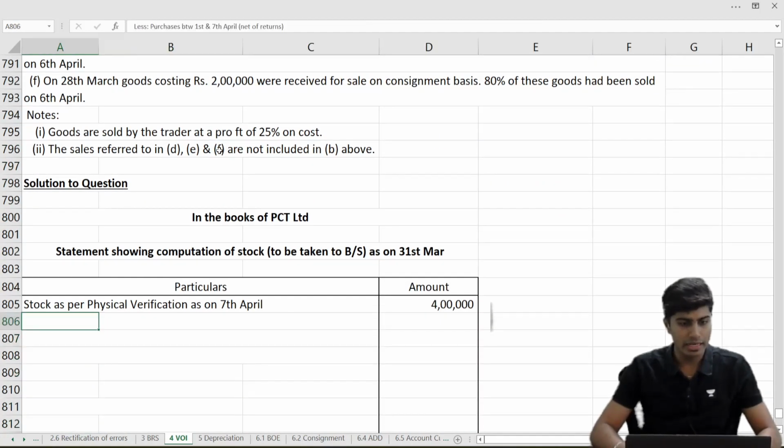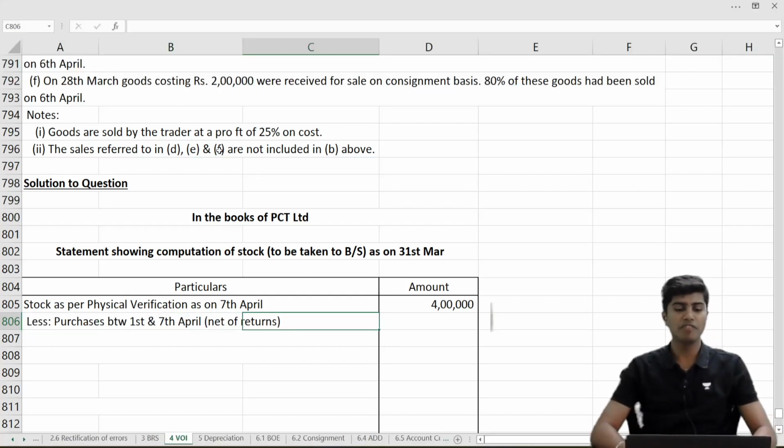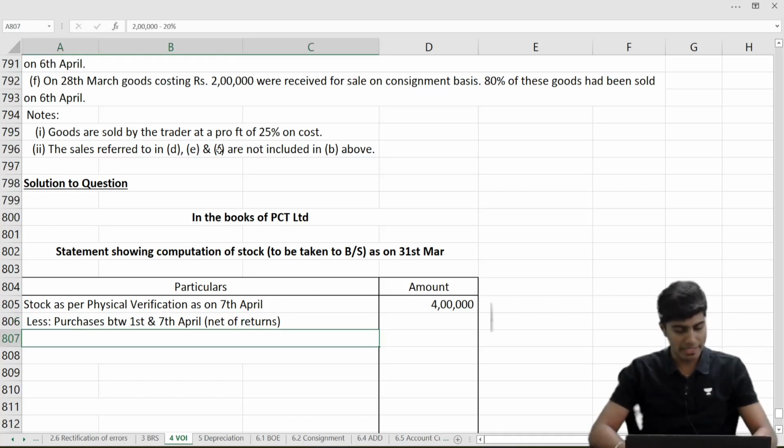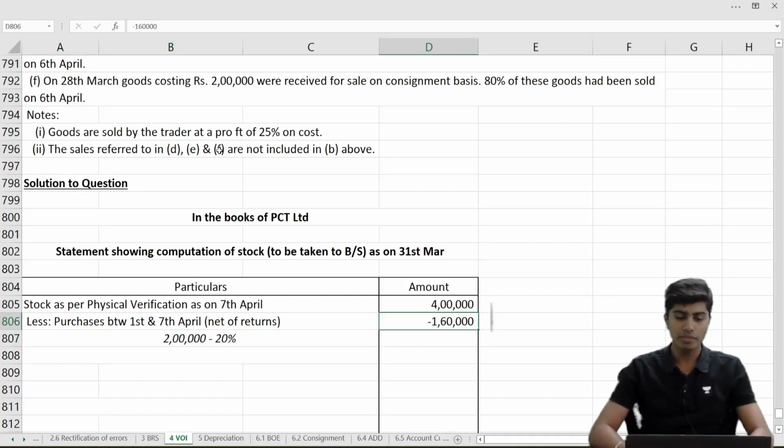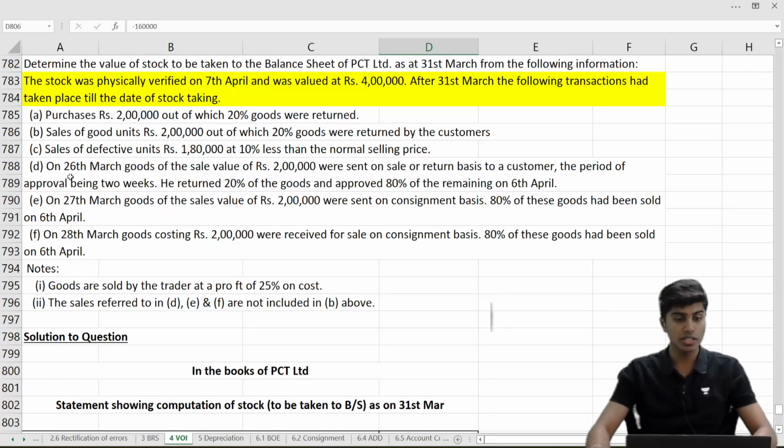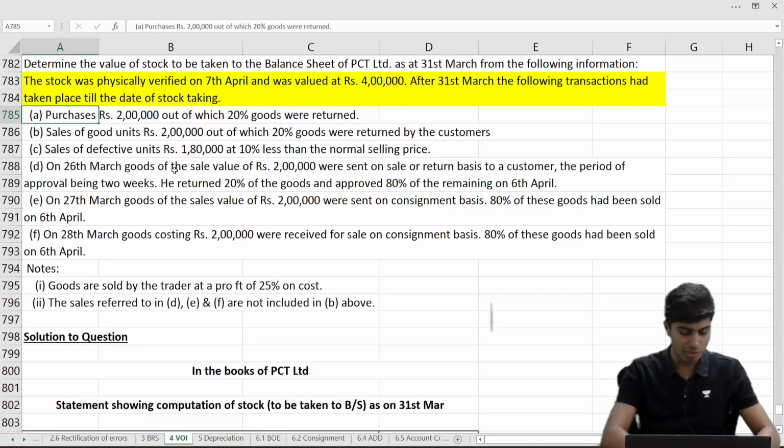I'll write here less. How much should we deduct? Purchases between 1st April and 7th April, net of returns. Okay, I'll do 2 lakh minus 20% straight away. That, my friends, is 1 lakh 60,000. This is deducted. I hope you guys understood this, and I hope you don't have any trouble with this.